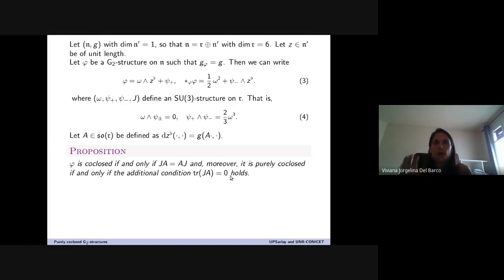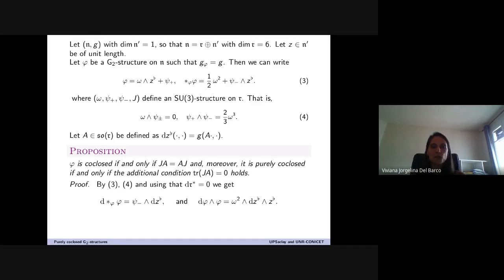Okay, so notice that that's why I was saying before that I lied a little bit, because here we don't have the structure. I didn't write phi as sigma wedge something, but these are hidden in formula 3, where phi is now written as omega wedge z plus psi plus. The next one is going to be identical, but in this case, since we reduce everything to the SU(3) structure, we actually use the identities for the proof.